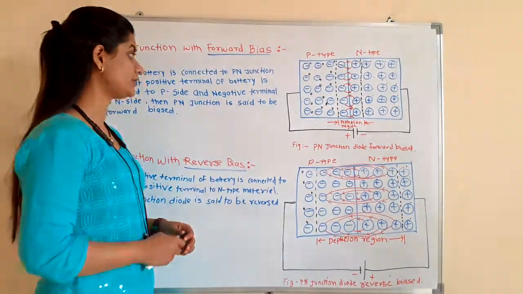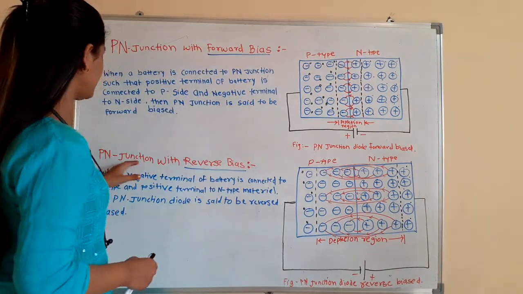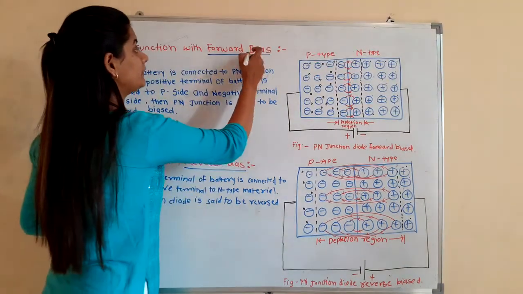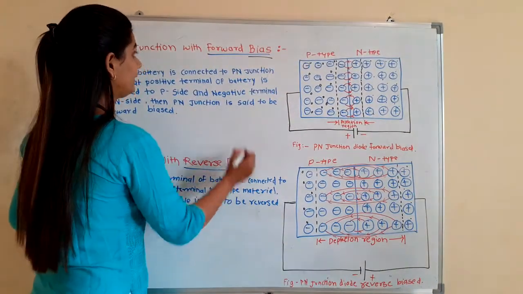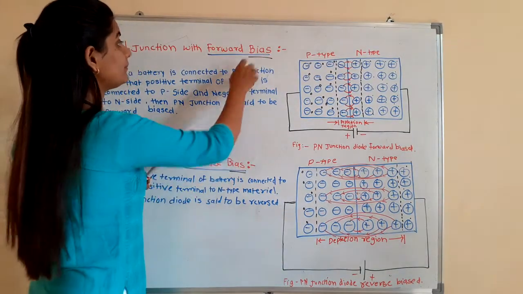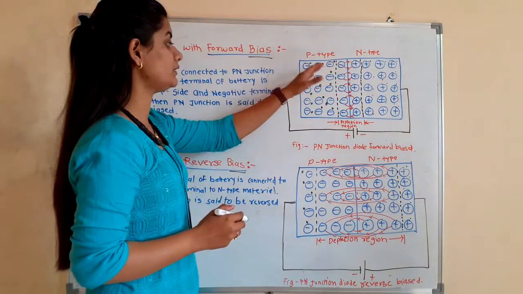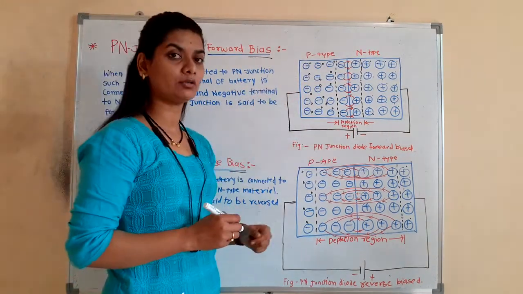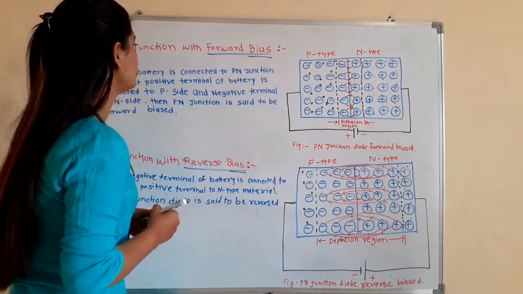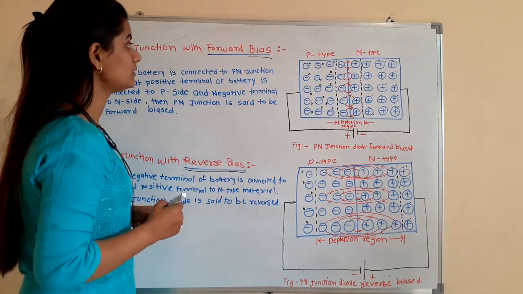Hello students, today's topic is PN junction with forward bias and PN junction with reverse bias. तो PN junction में जो bias है, ये दो bias आते हैं, एक है forward bias and second is reverse bias. So bias मतलब क्या होता है, तो जब भी कोई PN junction डायोड किसी बैटरी से कनेक्ट होता है तो वो फॉर्म करता है बायस, that is called bias. So what is the forward bias and what is the reverse bias, now we can see.